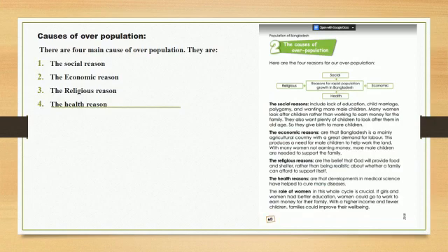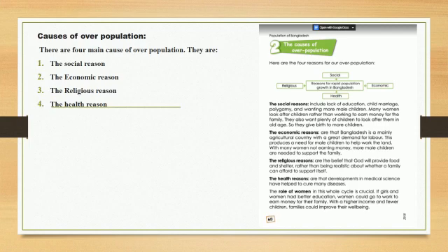On to the next part of this chapter, which is the causes of overpopulation. So there are many causes of overpopulation, but here there are mainly four causes, and the causes or reasons are the social reason, economic reason, religious reason, and health reason. So what is the social reason of overpopulation? Lack of education, child marriage, polygamy, or wanting more male children are the main social reasons of overpopulation.